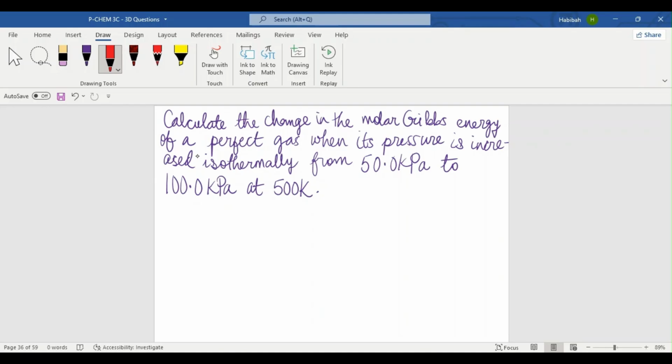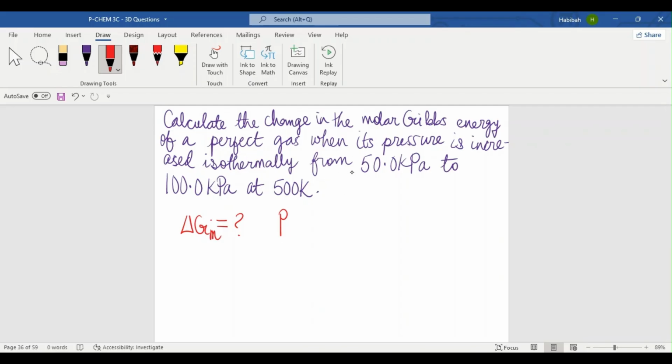So the first thing we have to do is write out the parameters. I'm going to reread this and write that out. We're told to calculate the change in molar Gibbs energy, so that's what we're going to be solving for, and of a perfect gas. So this is a perfect gas question when its pressure is increased isothermally.